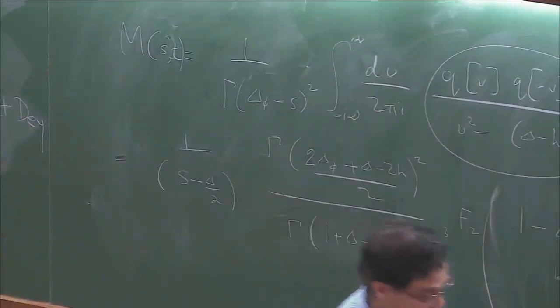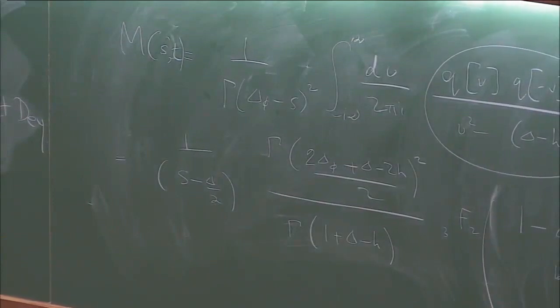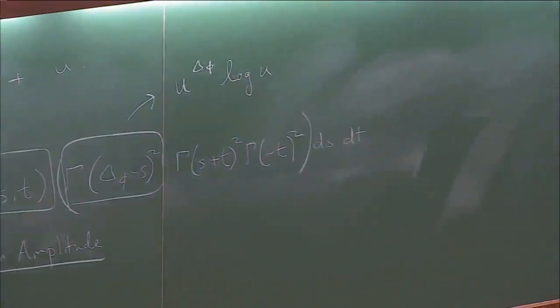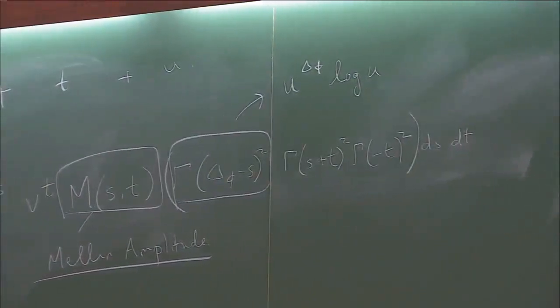And why is that important? It's important because when you have double poles in s, this translates into u to the power delta phi log u terms. And these are not compatible with the operator product expansion.